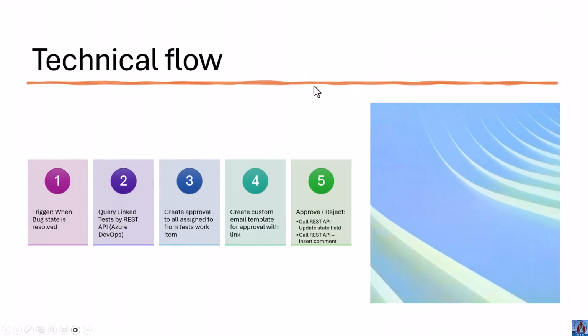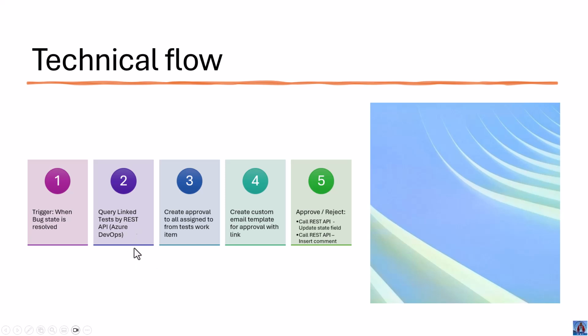Technically, if you see here how we are going to achieve this, first we need a trigger, which is based on the Azure DevOps connector. Every time a bug is set to the resolved state, the workflow, or Power Automate, is triggered. Once it is triggered, we use the Azure DevOps REST API to get all the linked test cases. And we use a special REST API.